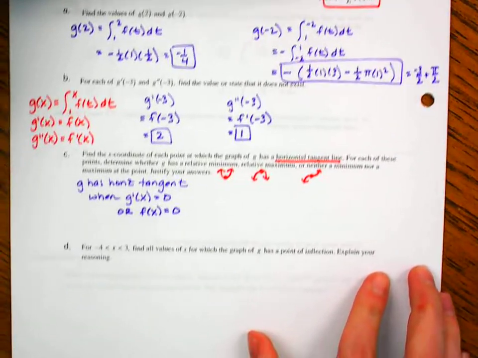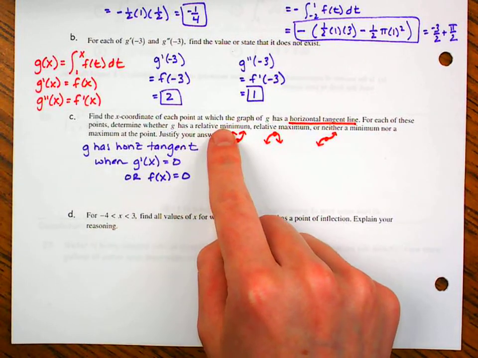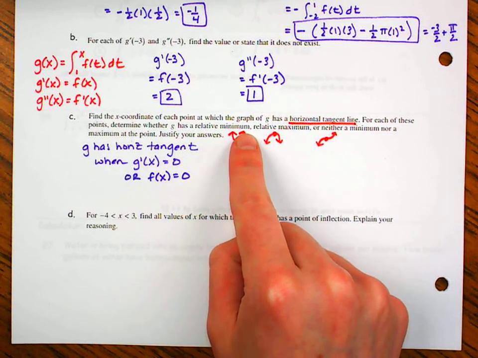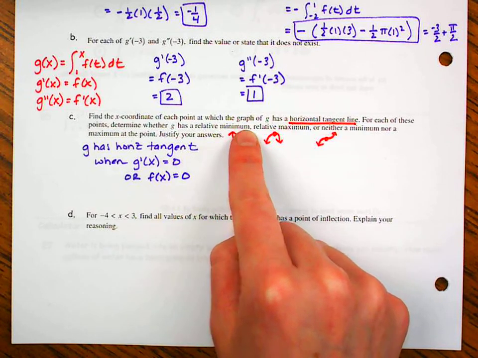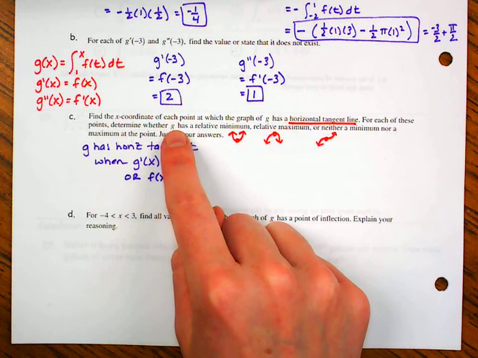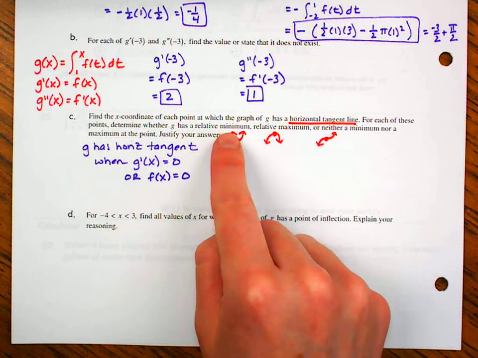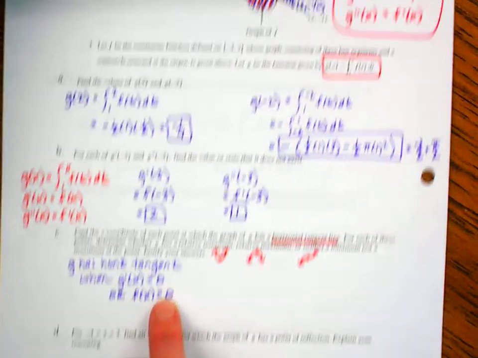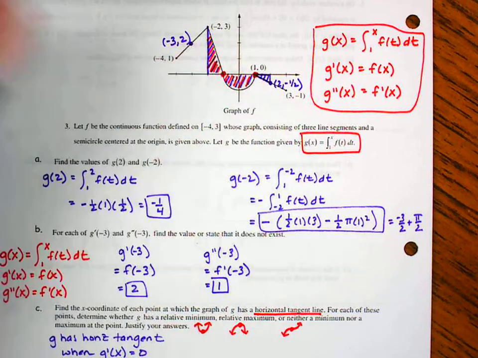But we're not done with the problem. It asks me to figure out when do I have a relative min, a relative max, or neither. So if g has a relative minimum, that means its slope is changing from negative to positive, or g is going from decreasing to increasing. So let's think about this as g prime again. The slope would change from negative to positive. Well, if g prime is changing from negative to positive, that means that f is changing from negative to positive. So let's see if either of these are minimums. Am I changing from negative to positive? Nope. Am I changing from negative to positive? Nope. So let's try again.